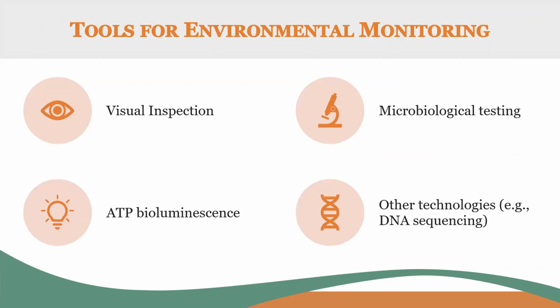So you will need a few tools in your environmental monitoring program, and each of these do have a place in your program. We will have visual inspection. We'll also use ATP bioluminescence. We'll use microbiological testing. And then there are also other technologies that we can use, such as DNA sequencing or whole genome sequencing. Today, we'll touch a little bit on visual inspection, a little bit on ATP, but we're mostly going to focus on microbiological testing.